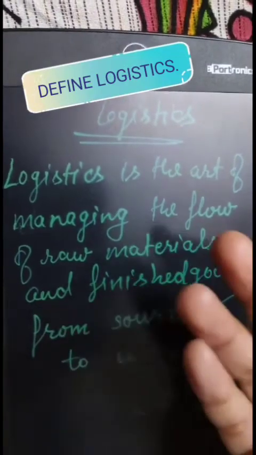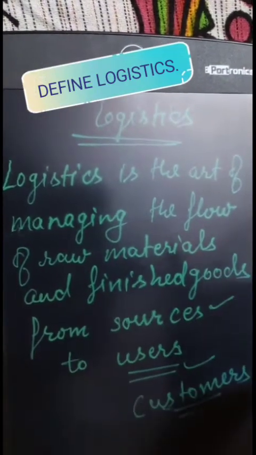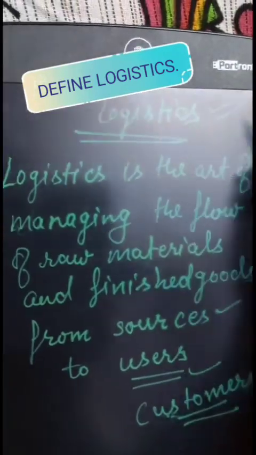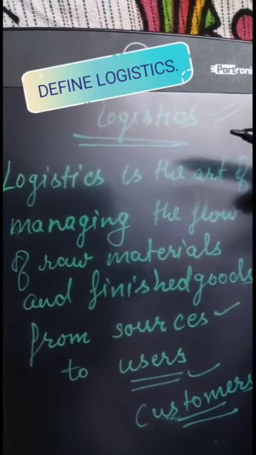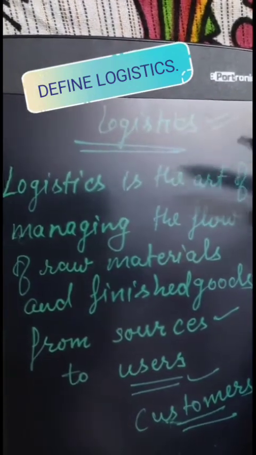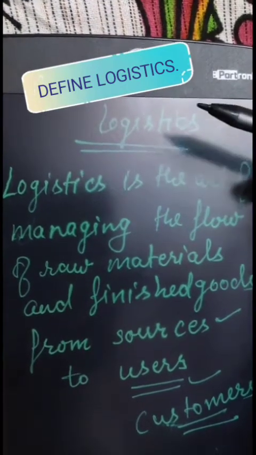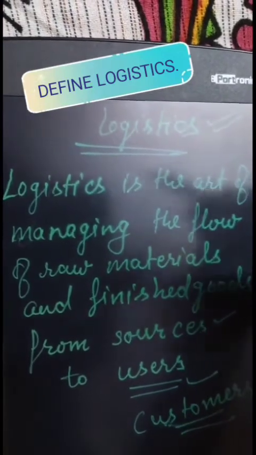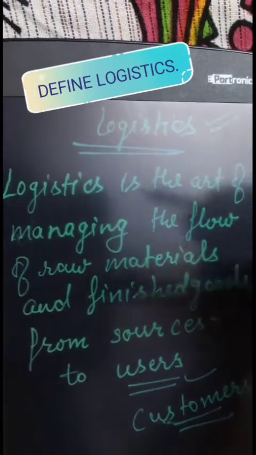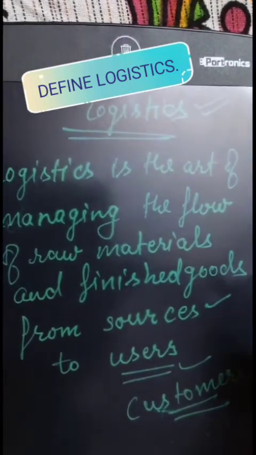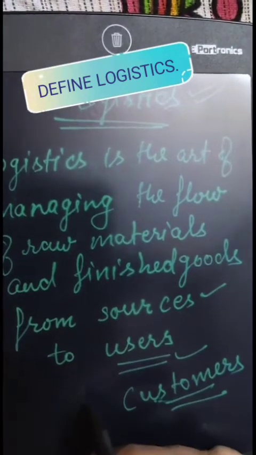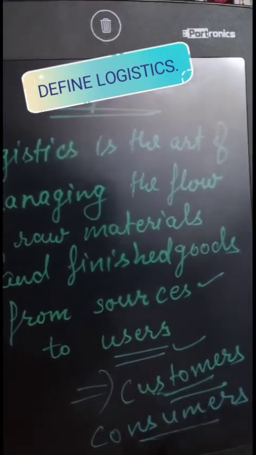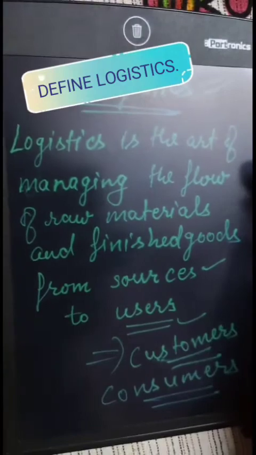So we can say logistics is an art of managing the flow of raw materials and finished goods from the sources to users. This word logistics is derived from the French word loger, which means the art of war pertaining to the movement of supply of armies. In the same way, in retail, logistics is the art of managing flow of raw materials and finished goods from sources to users. Sources here means manufacturers, and end users are customers, consumers. Okay.